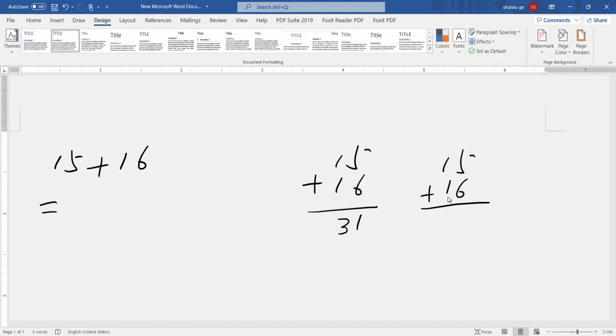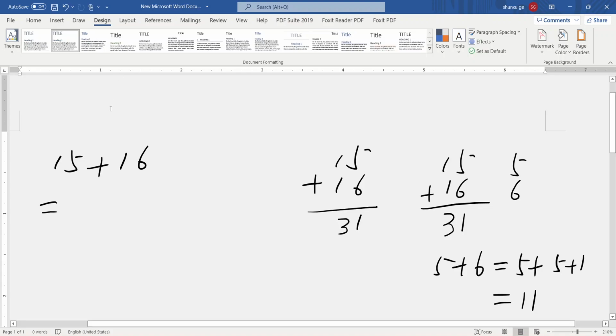1 plus 1 is what? Together, 2. Then on the right side, 5 plus 6 is 11. 11 gets 1 carry, so it is 31. And 5 plus 6, how do we do that? Usually for 5 plus 6, we cut in our brain: we make 6 into 5 plus 1. 5 plus 5 is very easy, 10. 10 plus 1 is 11.